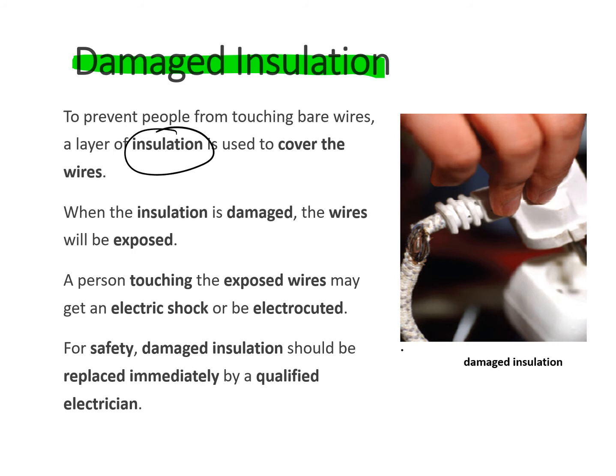So if you look at this wire over here, this part is insulated, but you can see this part here is exposed. This is what we call damaged insulation. Now this will be dangerous because there's no insulation. So if your finger were to touch this, you get an electric shock. So it's important to ensure that your electrical appliance has insulation that's intact and not damaged.